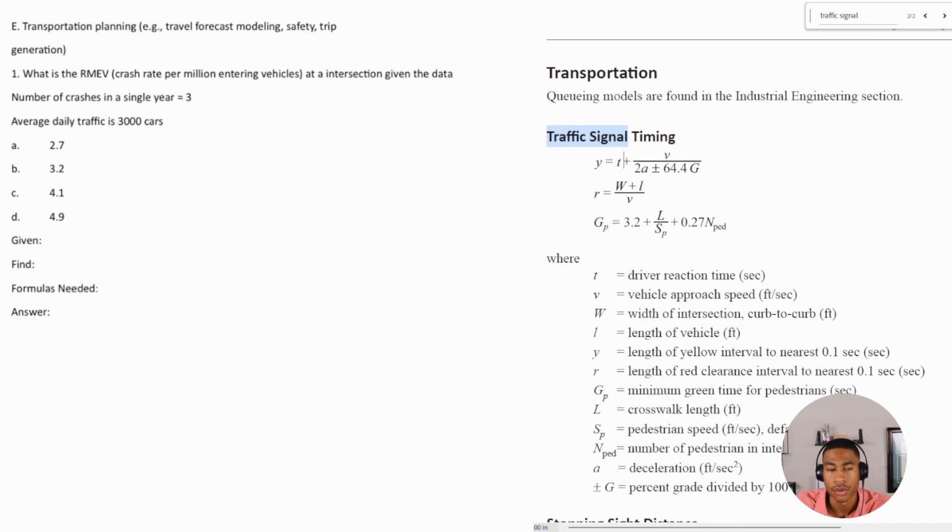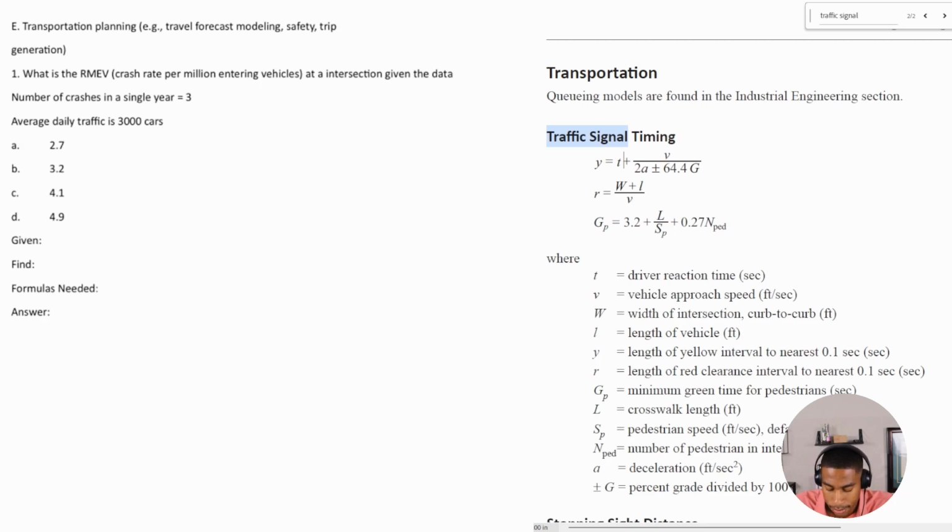Today we're going to be going through some review in transportation planning for the transportation section as you're studying for your Civil FE exam. Now, this is the last section for the transportation section, so I want to go ahead and dive right in. Okay, so number one says, what is the RMEV?